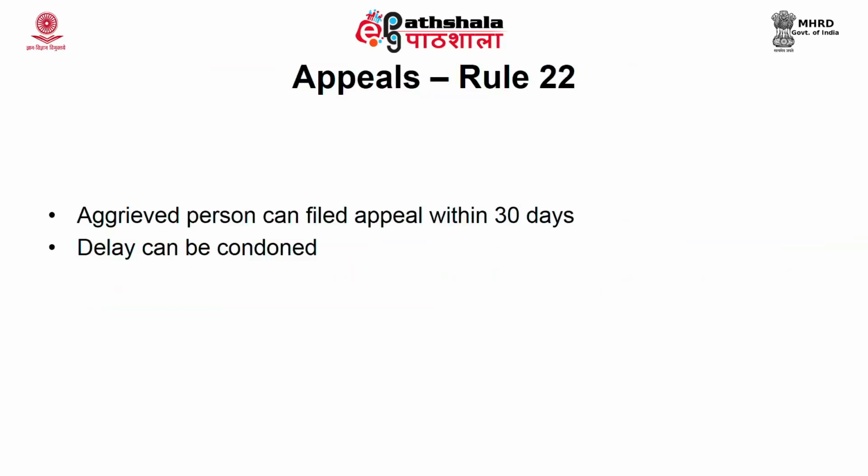Rule 22 talks about appeals. Any person aggrieved by the orders of the Pollution Control Boards regarding imposition of fines or any other order can file an appeal within 30 days of the date of communication of the order. However, if there is a sufficient cause, this period of 30 days can be extended, to ensure that no genuine cases are rejected.